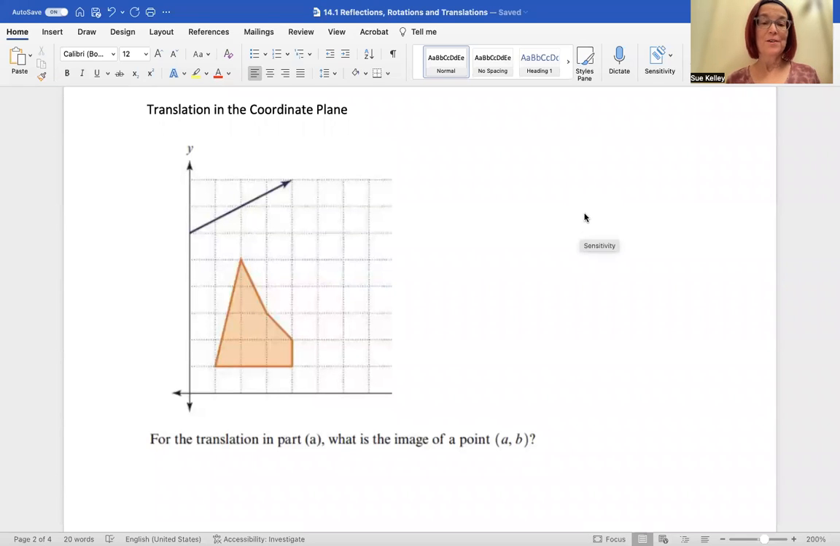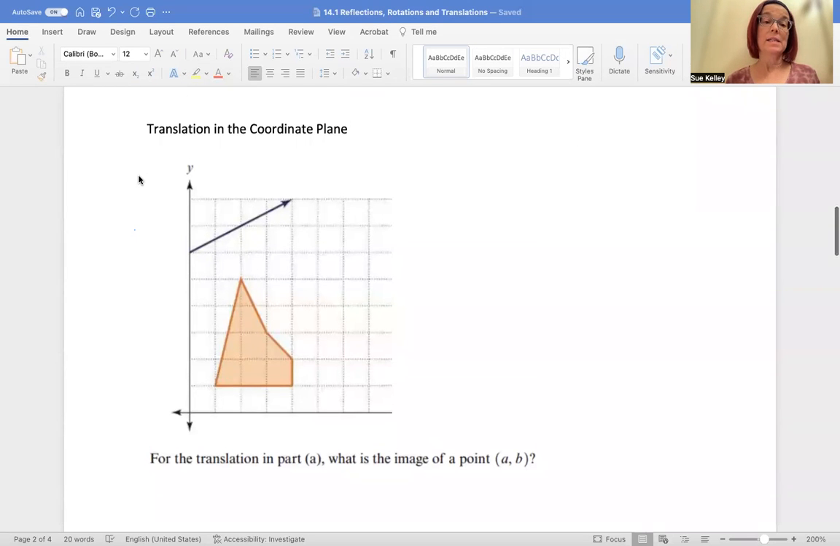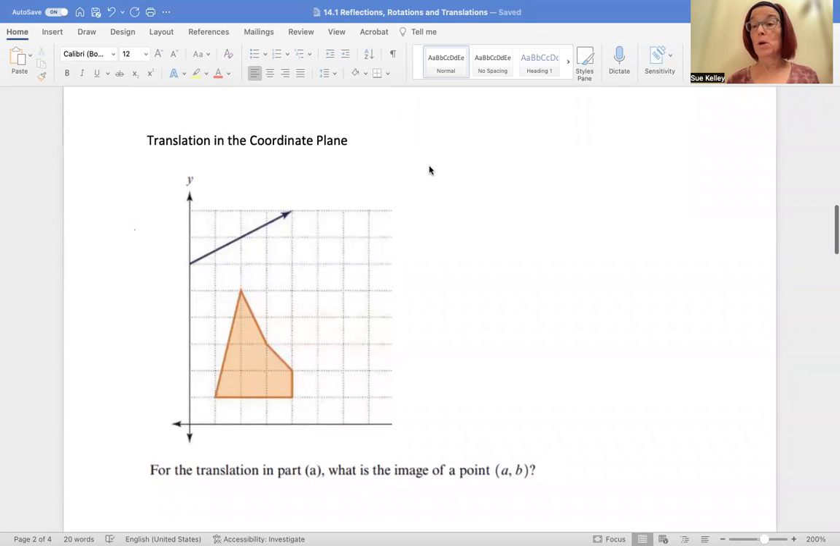Hi all. So in this video, we're going to talk a little bit about how we're going to translate shapes in the coordinate plane. We're going to use a coordinate plane because it'll be a little bit easier to see, in this case for translations, our distance and direction that we're going to move our shape.